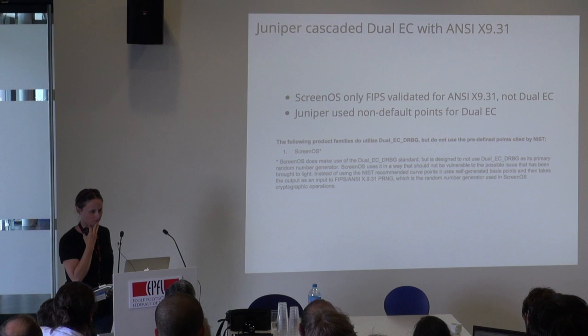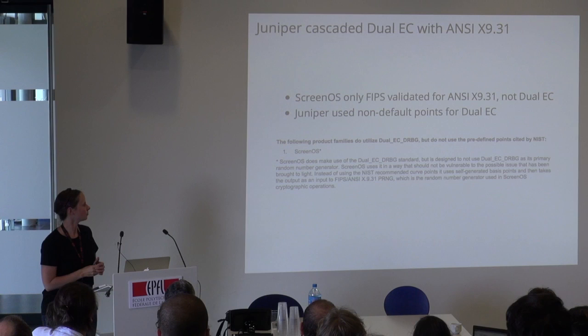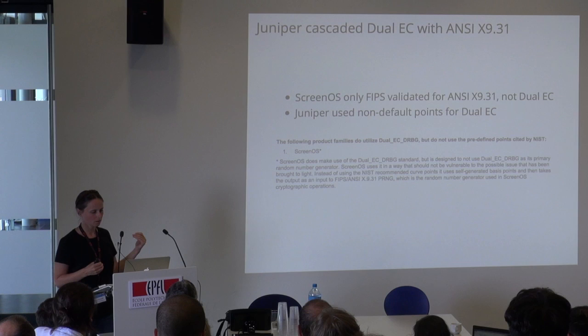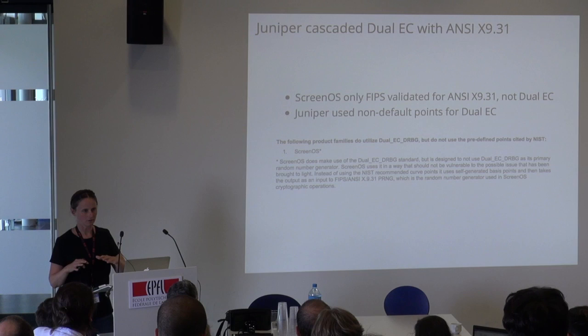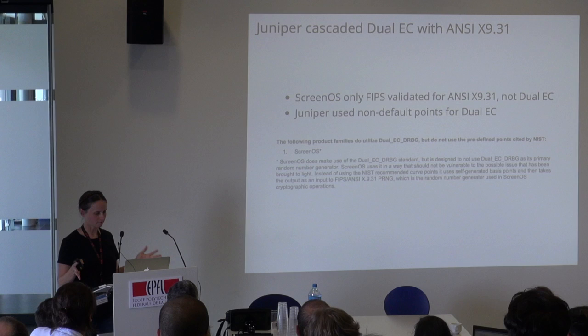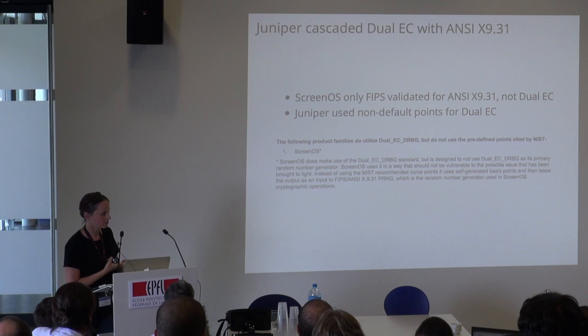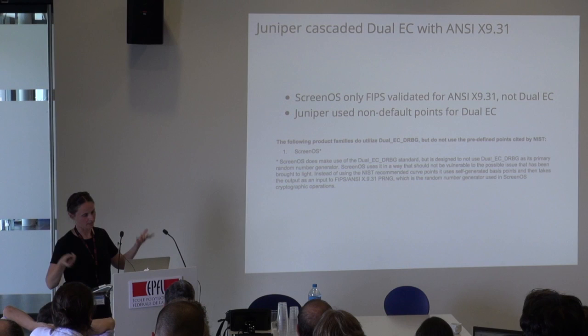Because Juniper, a couple years before, during all the kerfuffle about the dual ECDRBG algorithm, released a public notice that said, we are using dual ECDRBG, but not in the default manner, and so we're not vulnerable to any backdoors. There were two facts. One of them is that they use their own non-default points, P and Q, for this algorithm, and nobody had noticed that they were even implementing this algorithm because they were FIPS validated for ANSI X931, and not for dual EC.